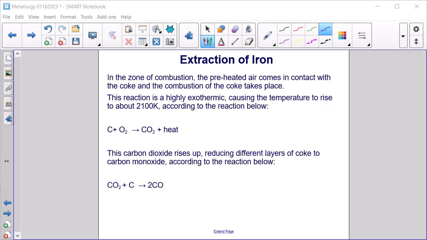In the zone of combustion, the preheated air comes in contact with the coke and the combustion of the coke takes place. This reaction is highly exothermic, causing the temperature to rise to about 2100 Kelvin according to the reaction below. So the coke reacts with the oxygen, producing carbon dioxide and a lot of heat. This carbon dioxide rises up, reduced by different layers of coke to carbon monoxide according to the reaction shown.